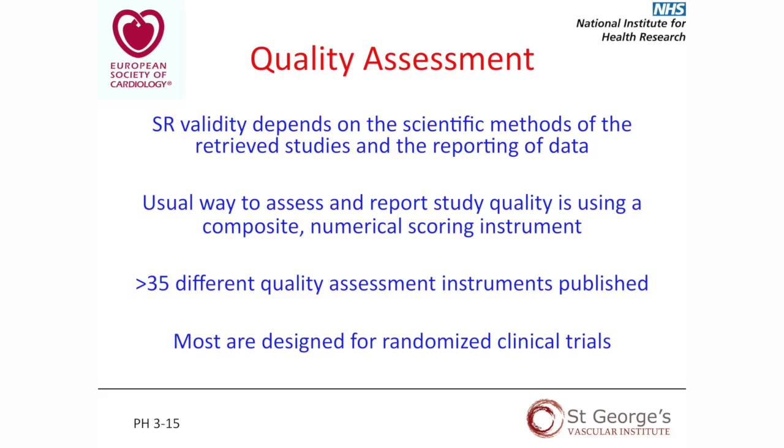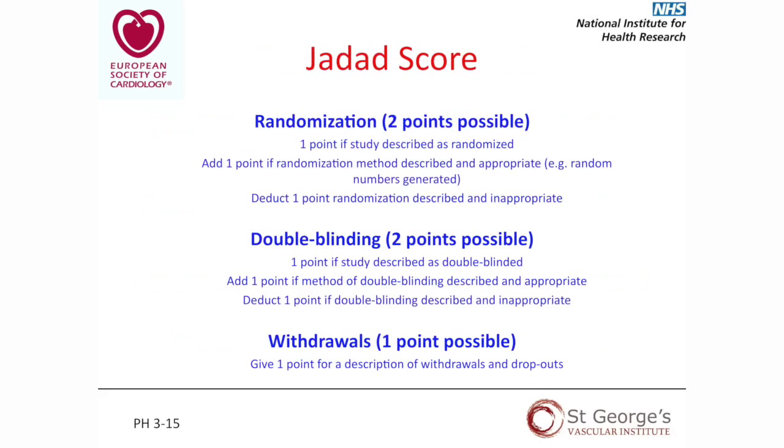The commonest way is using a composite numerical scoring instrument such as the Jadad score. This gives 2 points for randomization: 1 point if a study is described as randomized, and a further point if randomization methods are described and appropriate. You can take a point away if the randomization scheme is described but poor. There are then 2 points for double blinding. You can add a point if the double blinding method is described and appropriate, and again deduct a point if it is inappropriate. And if there's a satisfactory explanation for withdrawals or crossovers, you can give a further point.